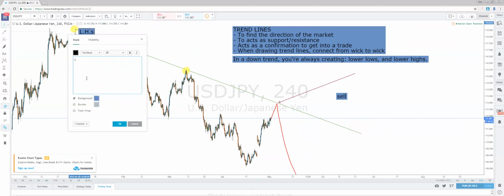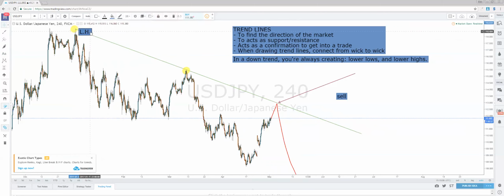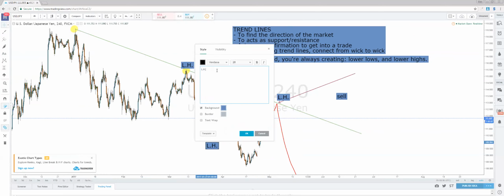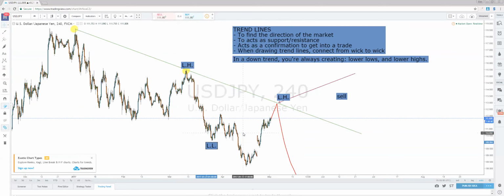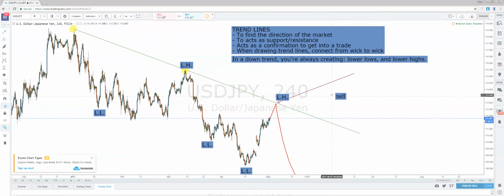It's creating lower highs. This is a lower high. It's going to be a lower high. Okay. Then it's creating lower lows. Lower low. Okay. Lower low. Then it's creating lower lows. Okay, so that's a downtrend.